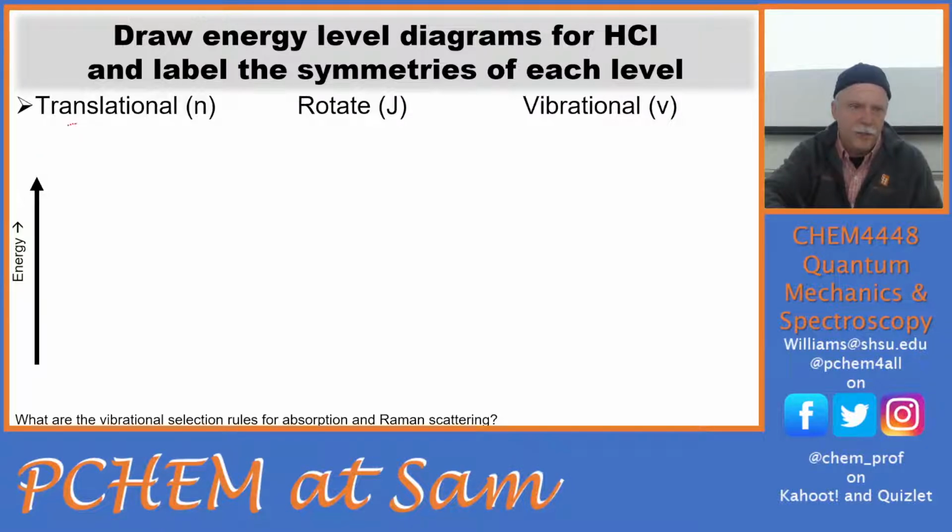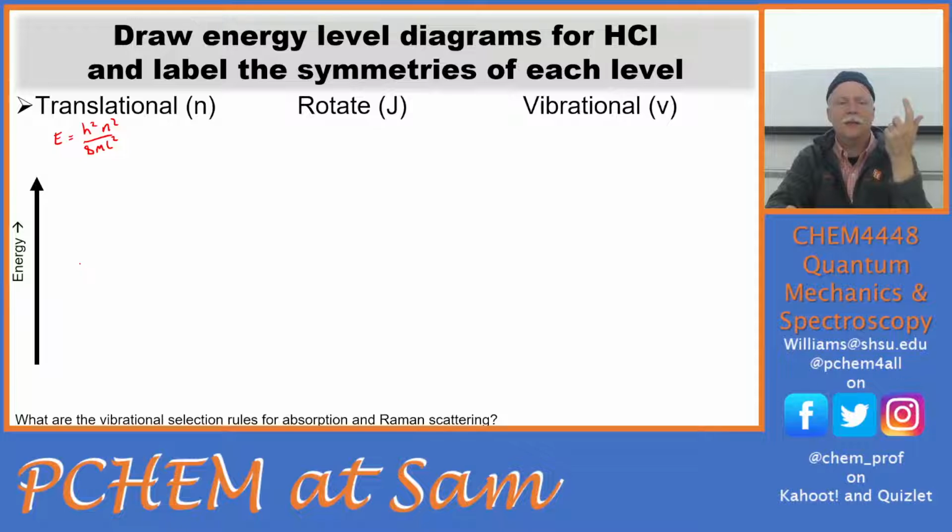Okay, so for translational motion, E equals h squared n squared over 8 m l squared. So this will be for a particular mass or for a particular length. Planck's constant and 8, none of those change. So all we're really dealing with is n. So it's important in your energy level diagrams to get the spacing at least moderately correct, right? So this is n equals 1. For translation, we don't have an n equals 0.